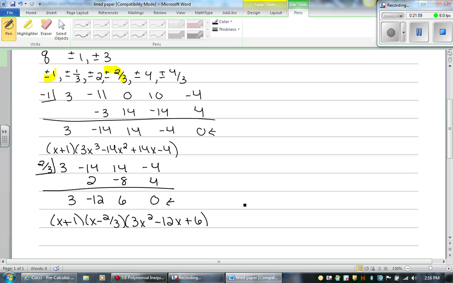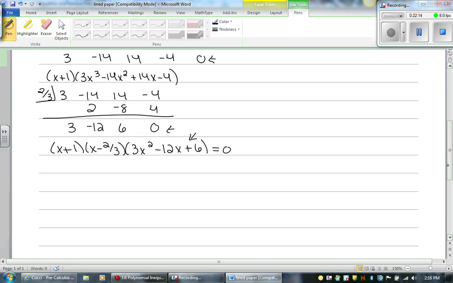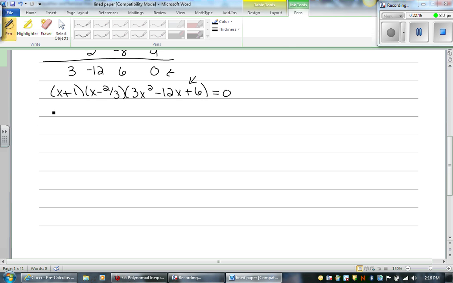Okay, so we've got some pretty good information here, but we're going to have to deal with this piece here. What I'm going to have to do with that is I'm actually going to have to use the quadratic formula in order to solve that out. x equals negative b plus or minus the square root of b squared minus 4ac, all over 2a.